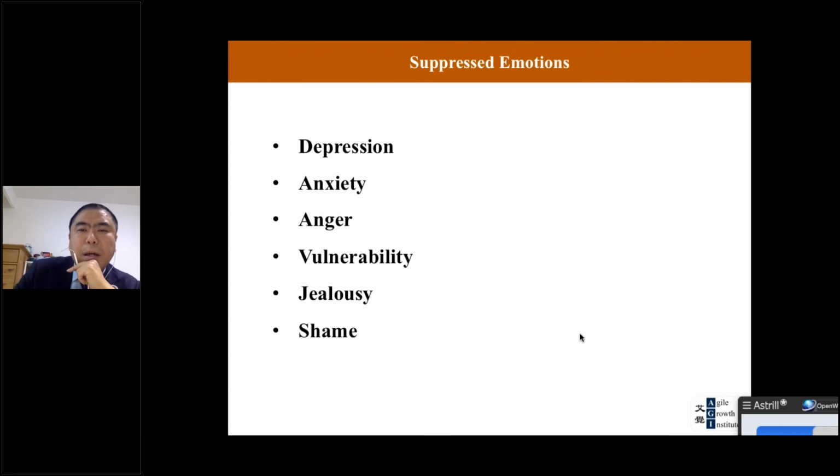So there are many suppressed emotions in the organization: depression, anxiety, anger, vulnerability, jealousy, shame. All these emotions you can see are unhappy emotions. They are not happy emotions. They are not so positive. Why? Because positive emotion is encouraged to be expressed in the organization, but negative emotion is not allowed to be expressed in the organization.